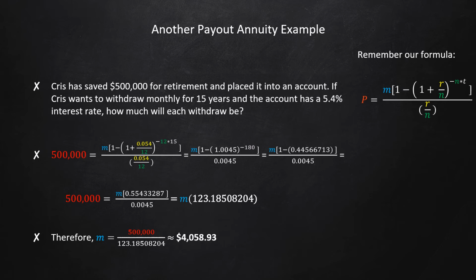$4,058.93. This means that because Chris has saved $500,000 for retirement, Chris gets to withdraw $4,058.93 every single month. So that's kind of nice. And you get to do it for 15 years.